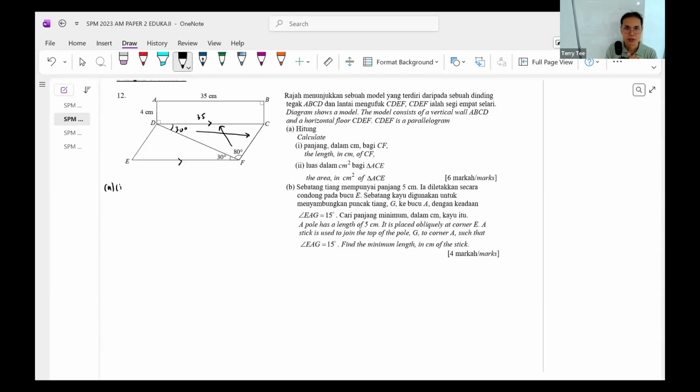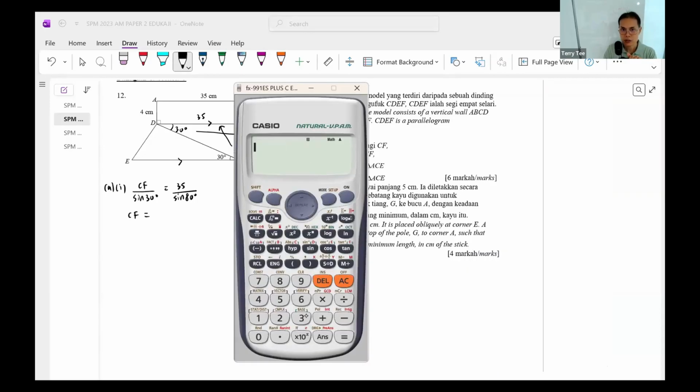So what rule can I use here? We can use the sine rule. So we take CF divided by sine 30, equals 35 divided by sine 80. How to find CF? Calculator. Remember the calculator should be in degree mode. Just use the normal function: 35 divided by sine 80, whatever you're getting, times sine 30. You should get 17.77. Don't need to give so many decimals, 4 SF will do.